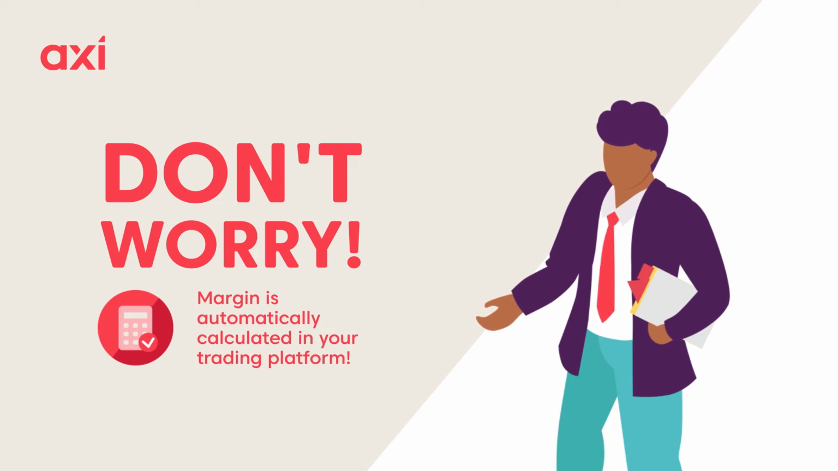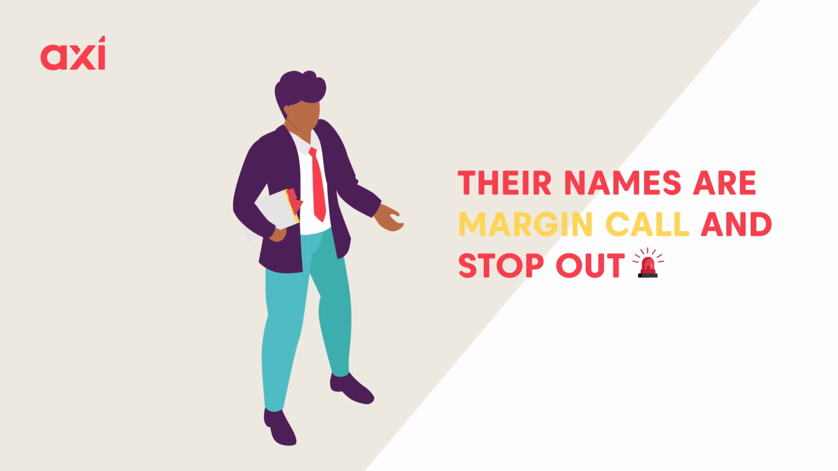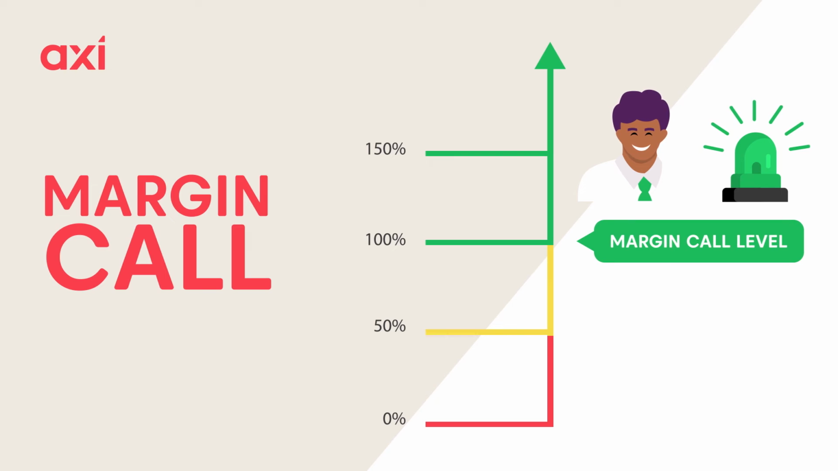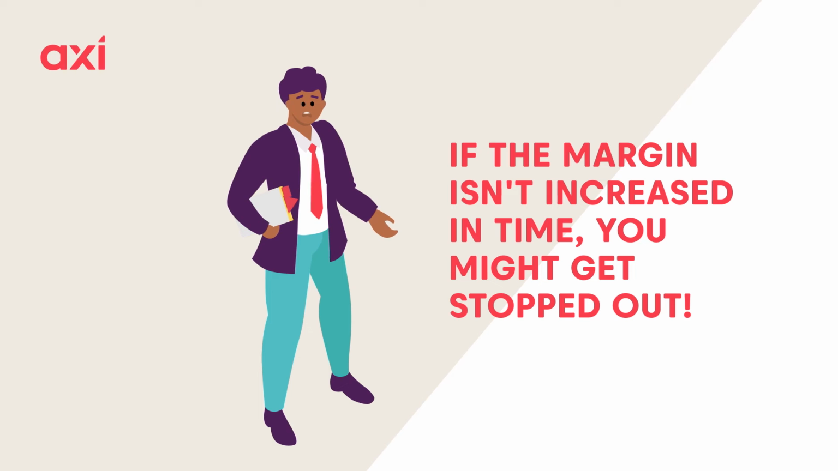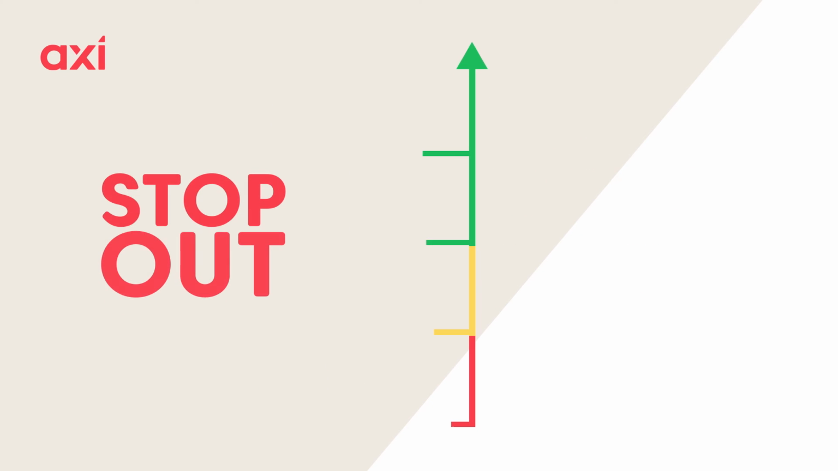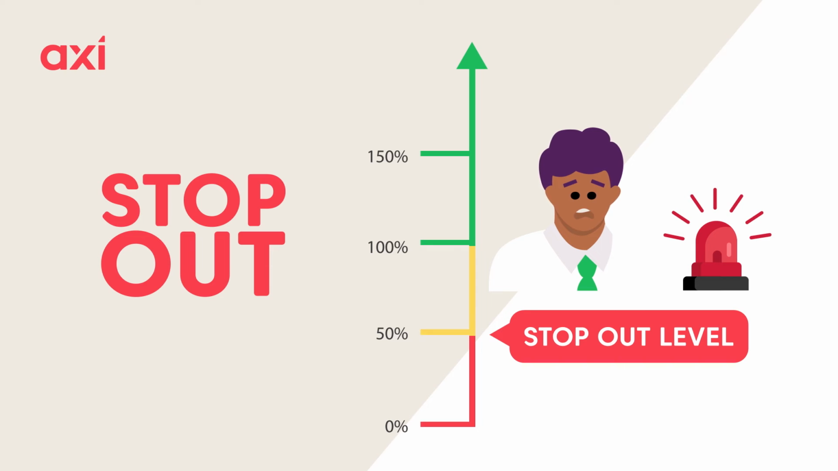And while we're learning important concepts, let's look at some of the hidden dangers of trading. Their names are margin call and stop out. A margin call is where the account equity falls below what the broker needs to keep the trade open. Basically, it means you're losing money, and there's not enough left in the account to keep the trade open. If that happens, the trader has to put more money into the trading account to keep the positions open. If the margin isn't increased in time, you might get stopped out. A stop out is when the margin level falls below the required amount and your trading positions are closed automatically.